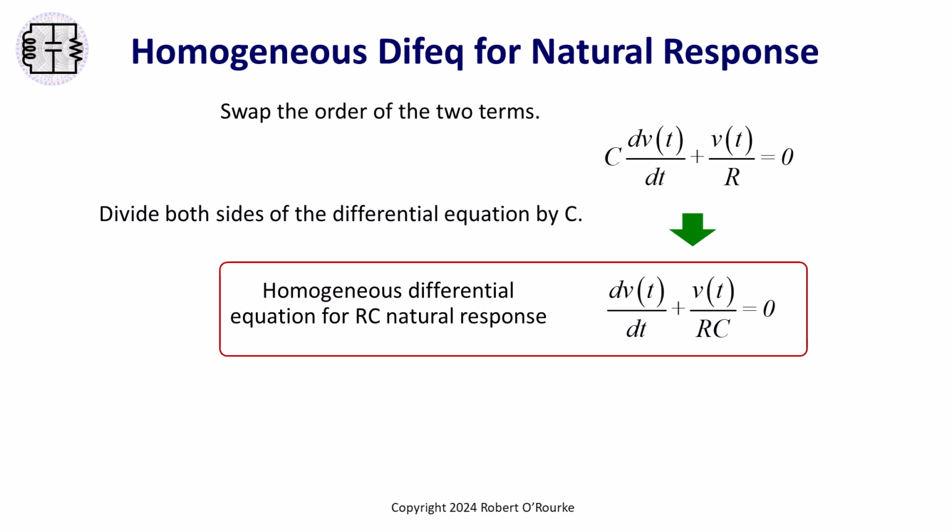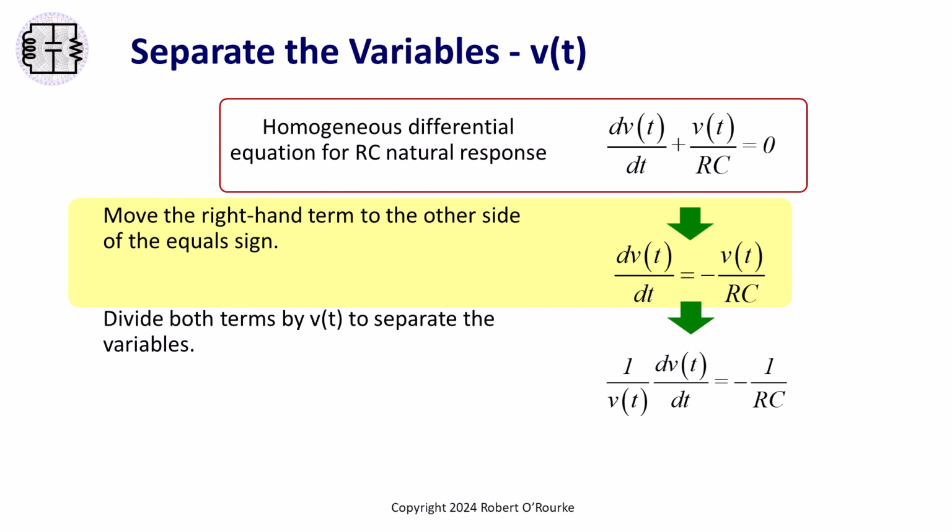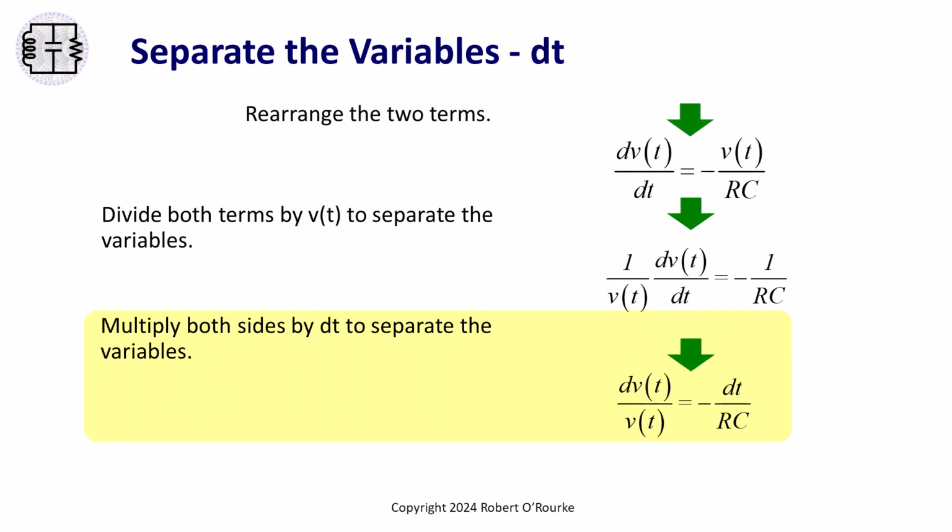A homogeneous differential equation corresponds to an undriven circuit, a circuit with no sources. To start solving the natural response differential equation, move the voltage in RC term to the right-hand side, giving it a minus sign. Then divide both sides of the differential equation by V of t to group the voltage function term and the voltage derivative term together on one side of the equation. Multiply both sides by the differential term dt to move dt to the right-hand side of the equation, separating the variables.